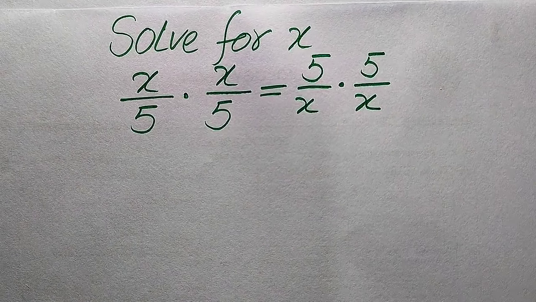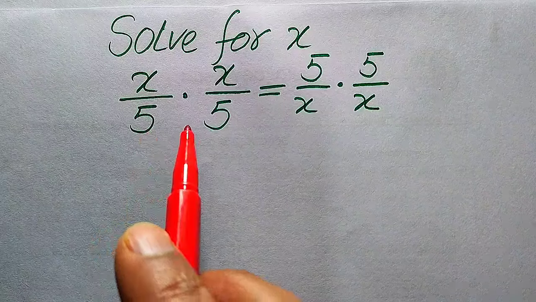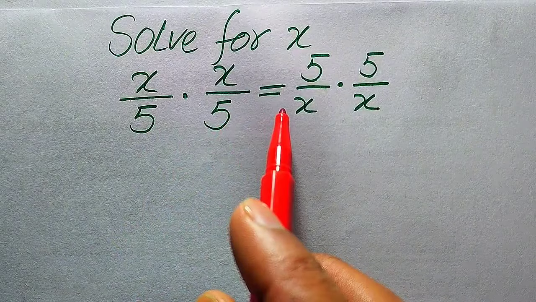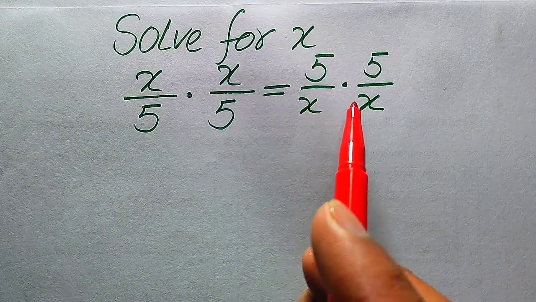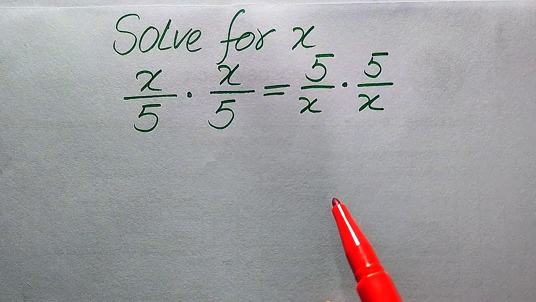Hello everyone, how to solve this problem for the values of x. If we have (x/5)·(x/5) = (5/x)·(5/x), we solve this problem for all the values of x.